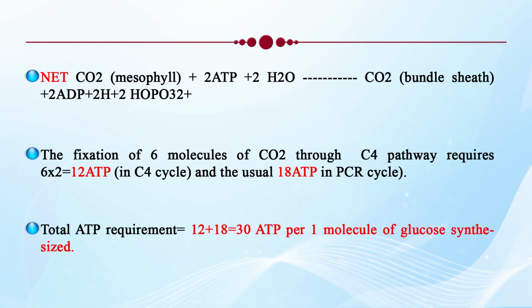So, if we were to look at the energy requirements, we find that the fixation of 6 molecules of carbon dioxide through this C4 pathway would require, say, 6 into 2, 12 ATP, and the usual 18 ATP are required for the Calvin cycle. So, in total, the ATP requirement now is 12 plus 18, that is 30 ATP per one molecule of glucose synthesized. So, that means it is 18 in the C3 versus 30 in C4.